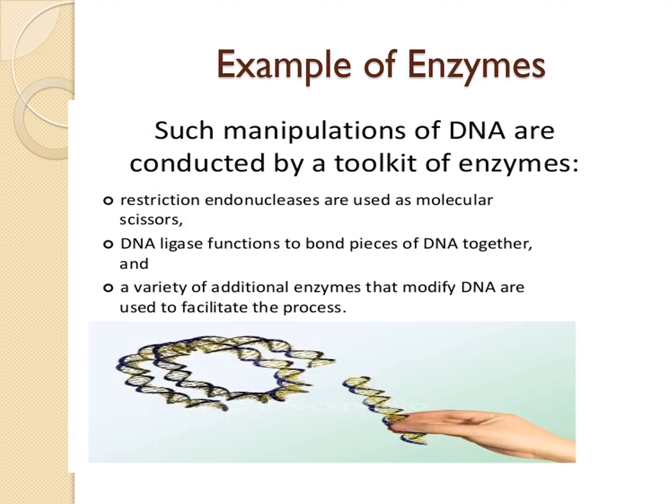Such manipulation of DNA is conducted by a toolkit of enzymes. For example, restriction endonucleases are used as molecular scissors. This figure shows the cutting of DNA using a restriction enzyme. DNA ligases function to bond pieces of DNA together. That is, ligase means joining. A variety of additional enzymes that modify the DNA are used to facilitate the process.